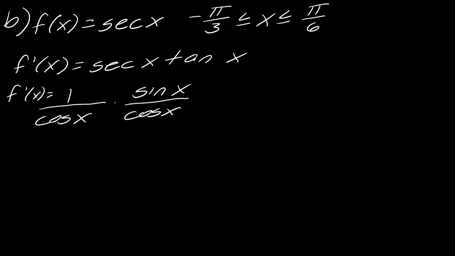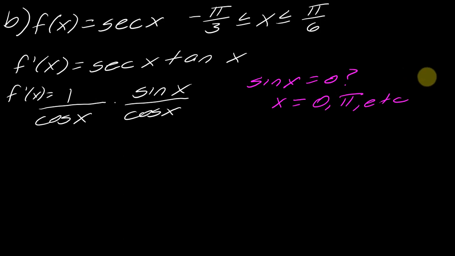So if I just think about where sine of x equals 0, where would that actually be true? That would be where x equals 0 or pi or, if I kept going around the unit circle, 2 pi.